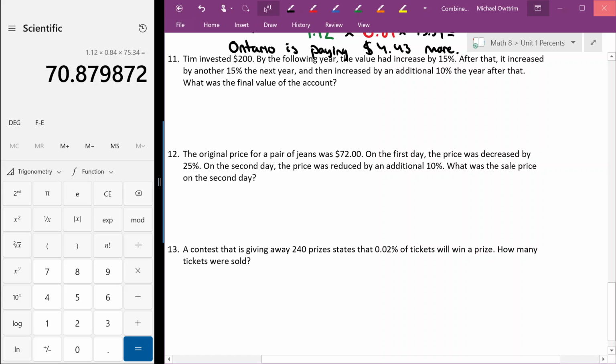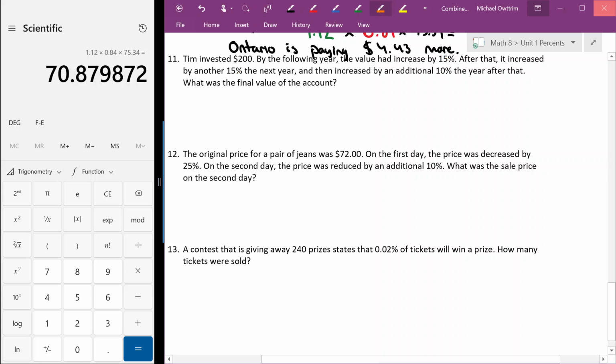Okay, question 11. Tim invested $200. By the following year, the value increased by 15%. After that, it increased by another 15% the next year, and then increased by an additional 10% the year after that. We want to know the final value of the account. The trap that you want to avoid falling into here is saying 15 plus 15 plus 10 gives me 40%.